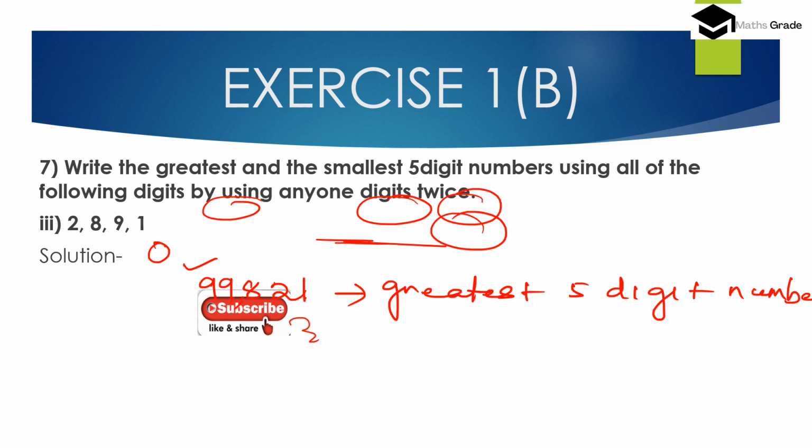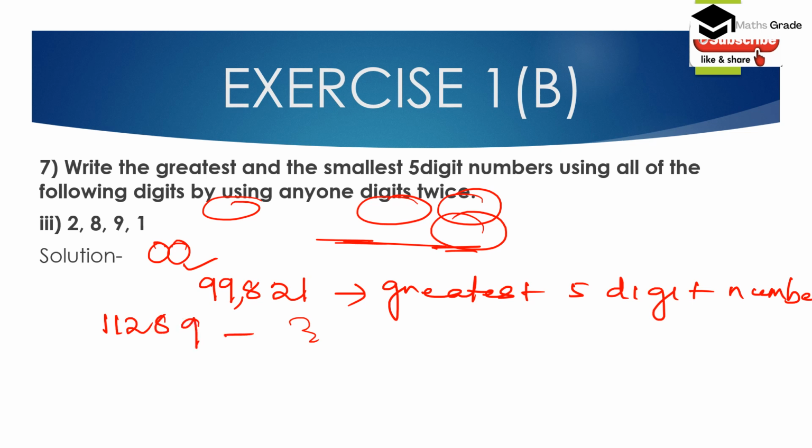Now the smallest digit. The smallest digit is 1. If we use 1 at the 10,000 place, and after 1 the smallest digit is 2. And if we use 1 two times, then 11, then after 1 the smallest digit is 2. And after 2 the smallest digit is 8, after 8 the smallest digit is 9. Now the smallest 5 digit number is 11,289. Smallest 5 digit number.